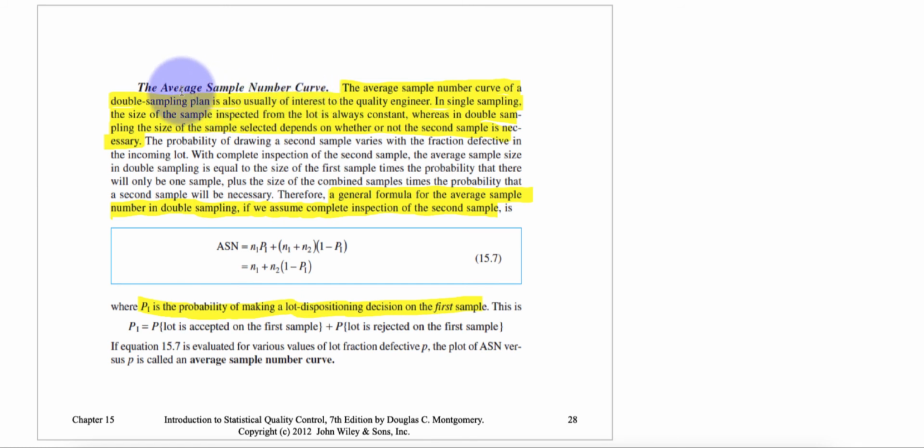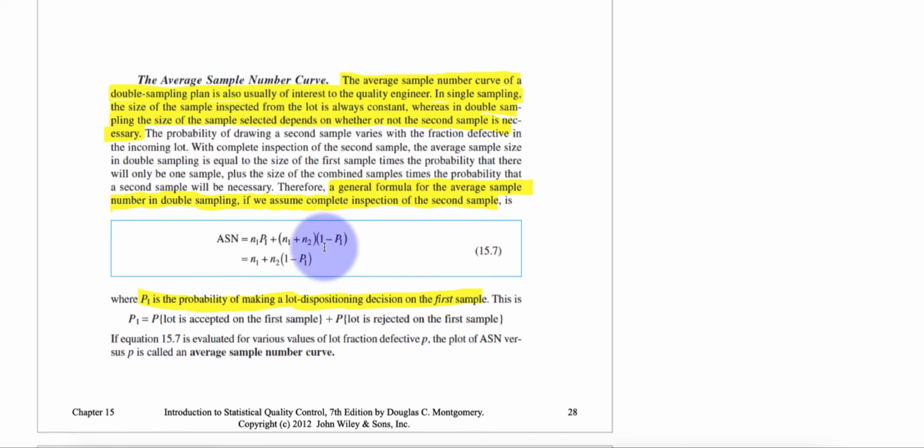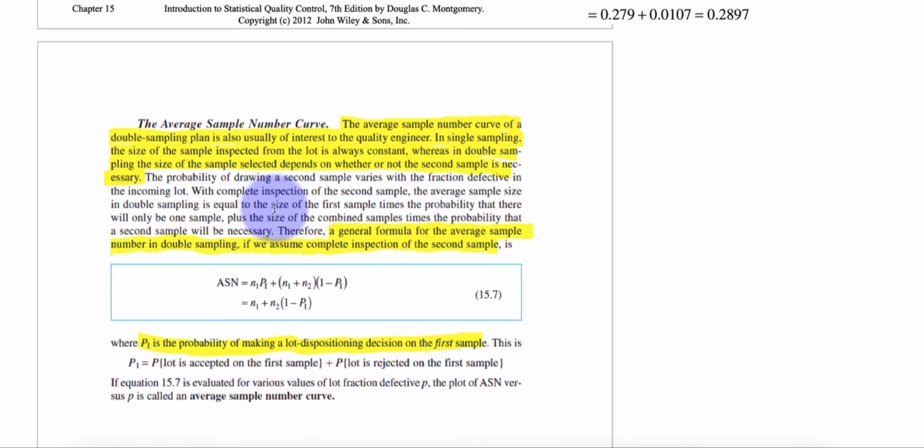So this calculation is important to see whether we can achieve this reduced number of inspections or not. If we cannot achieve the reduced number of inspections, we don't need to go with the double sampling. It doesn't make any sense, right? We go with the single sampling instead of it. But if we can reduce the number of inspections in the double sampling, we can continue with it. We can use this sampling plan. But let us draw the average sample number curve first. But first, we need to calculate the values.